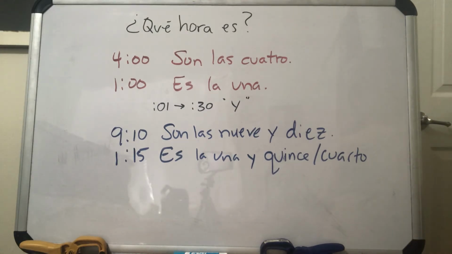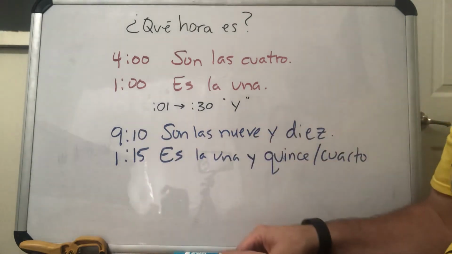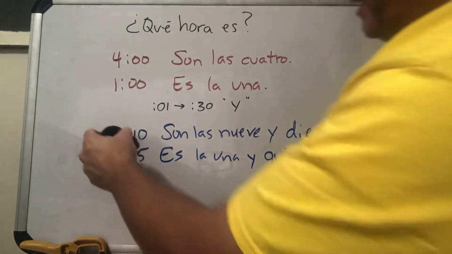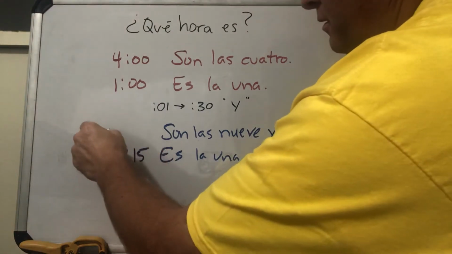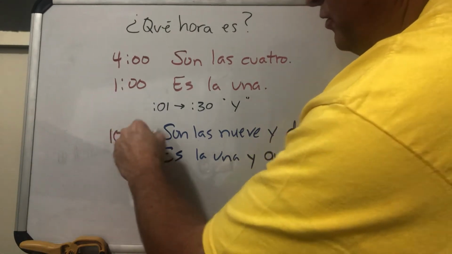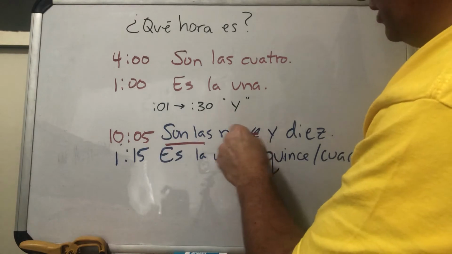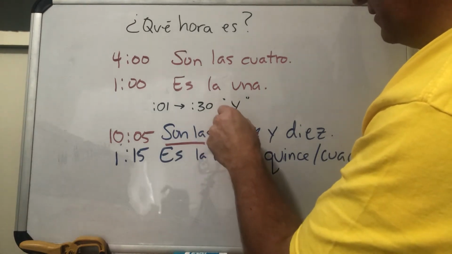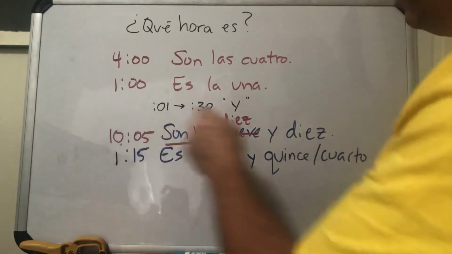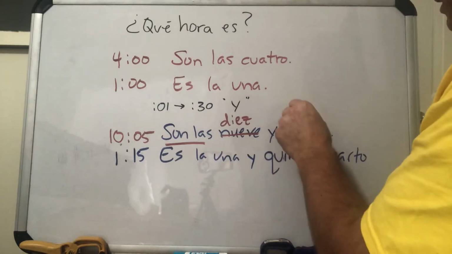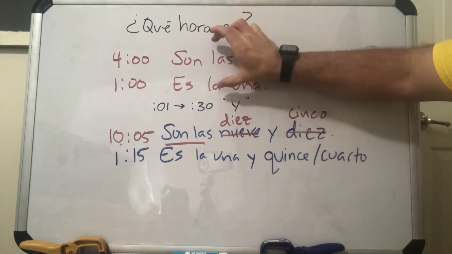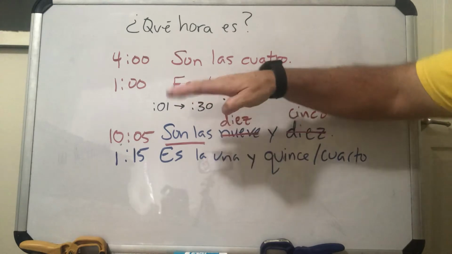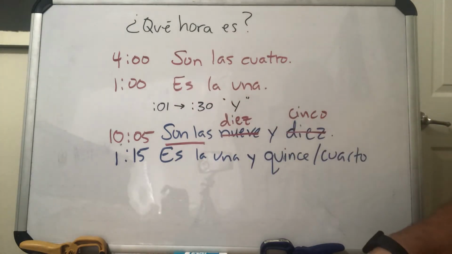Okay? And then again, as the times change, so let's say, for example, instead of 9:10, we have 10:05. So this would stay the same. We change the hour to 10, and then the minutes would be 5. Okay, so now we have our 2 scenarios, exactly on the hour, and then any minutes between 1 and 30.